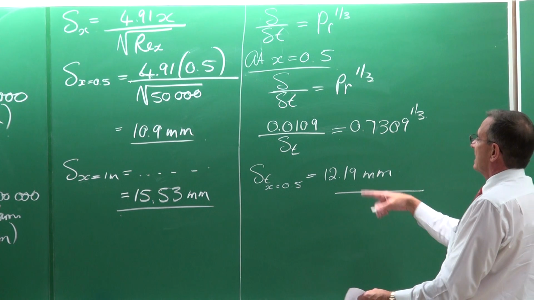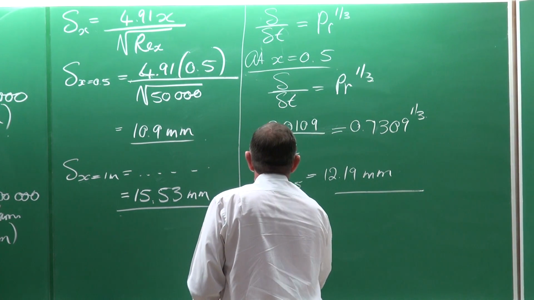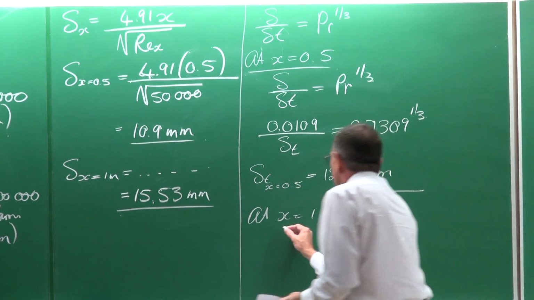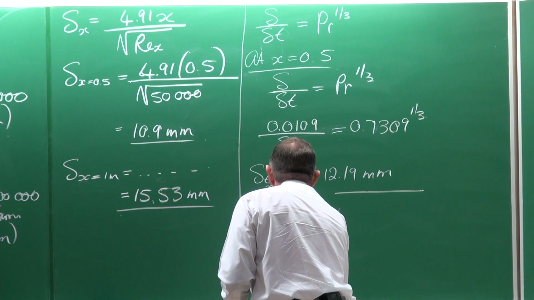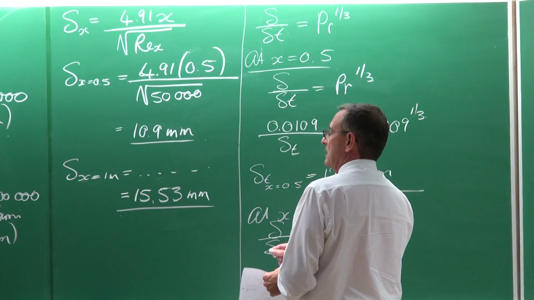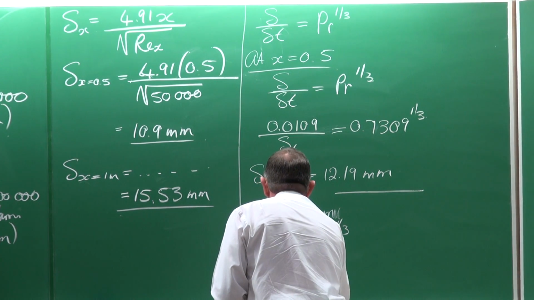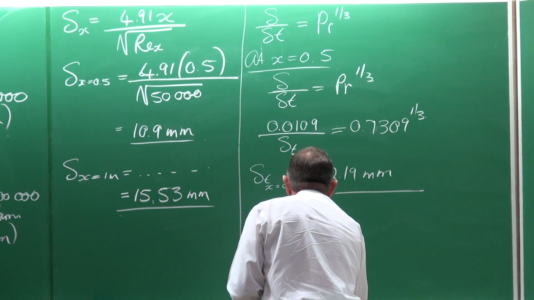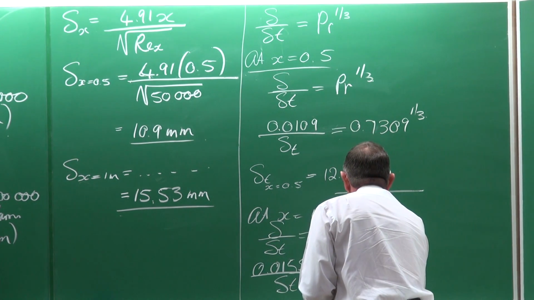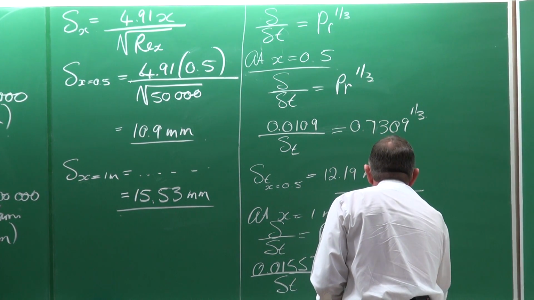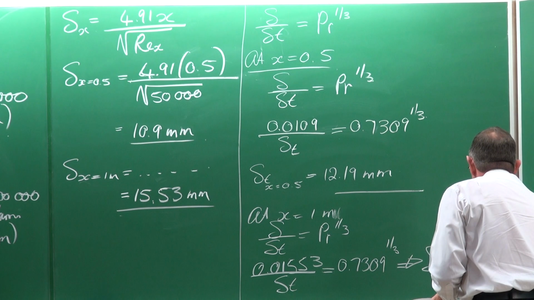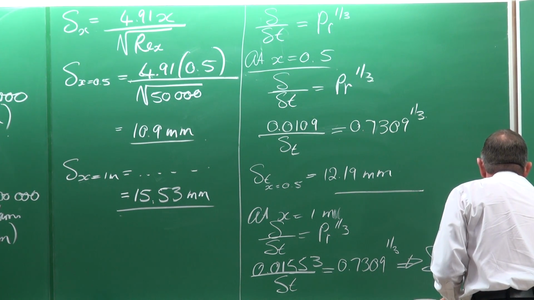Okay, we can go and do exactly the same for x equal 1 meter from the leading edge. Again, delta divided by that is equal to Prandtl to the third. The boundary layer thickness in this case is equal to 0.01553 divided by the thermal boundary layer thickness is equal to the Prandtl number, 0.7309 to the third, and from that we can solve that the thermal boundary layer thickness is 17.24 millimeters.